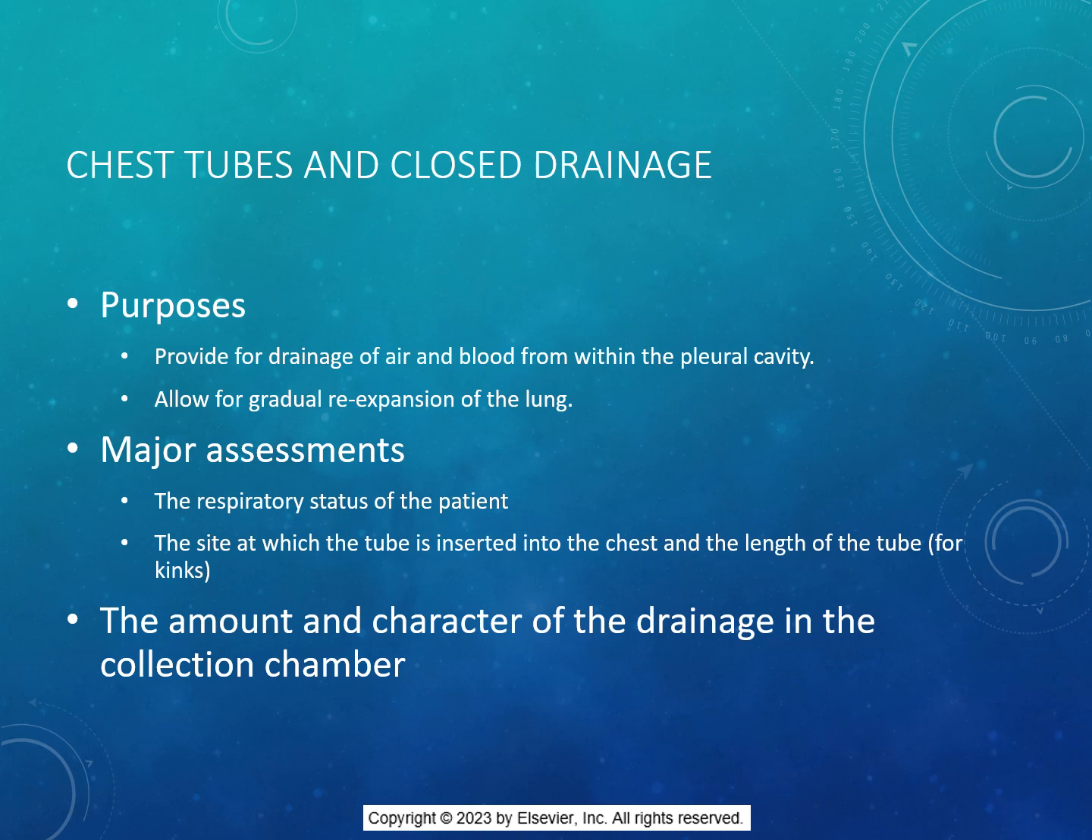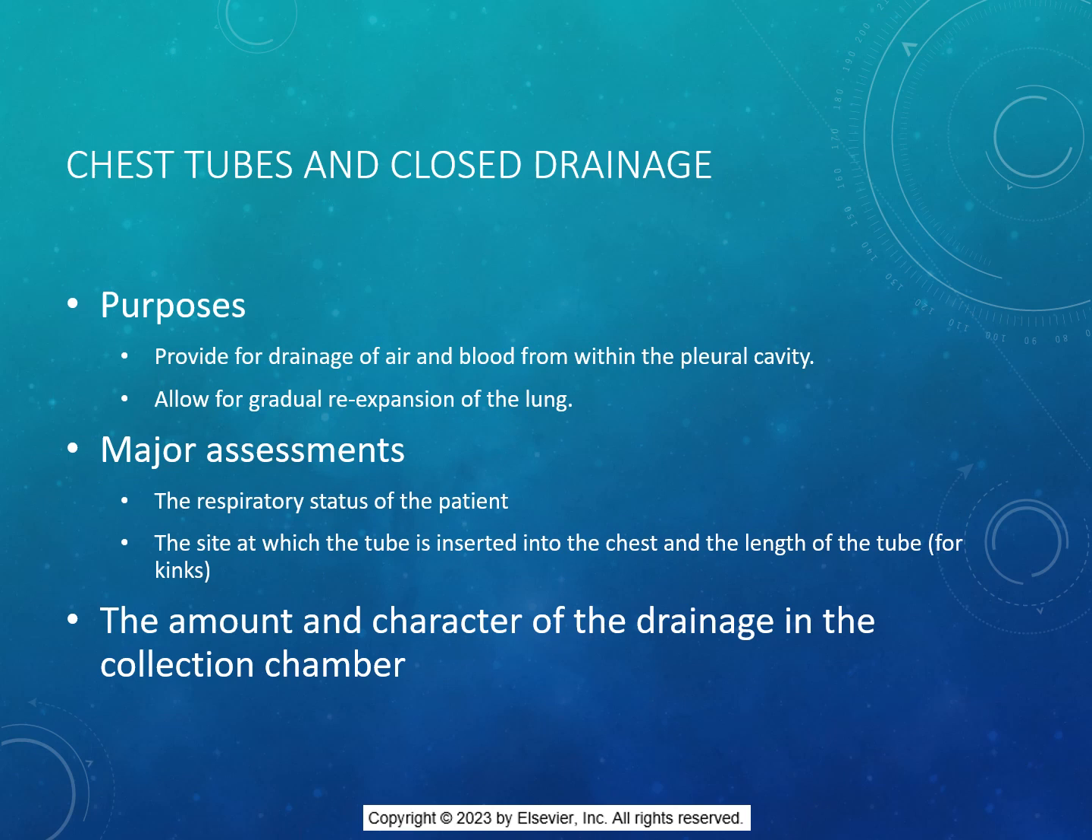There are 3 major areas of assessment for patients with chest tubes and closed drainage systems. First is the respiratory status of the patient. Next, assess the site at which the tube is inserted into the chest and look at the length of the tube. Examine it for any kinks or clots. Then look at the amount and character of the drainage in the collection chamber.